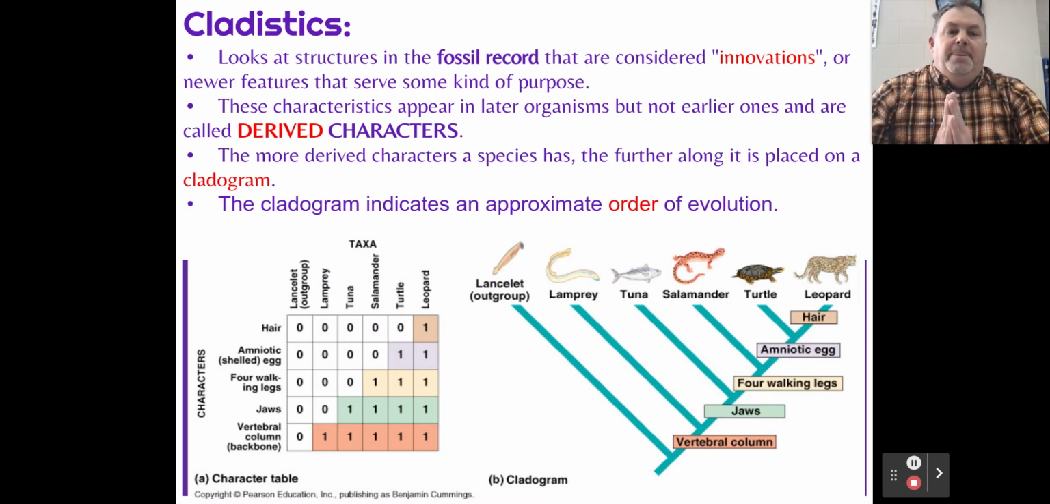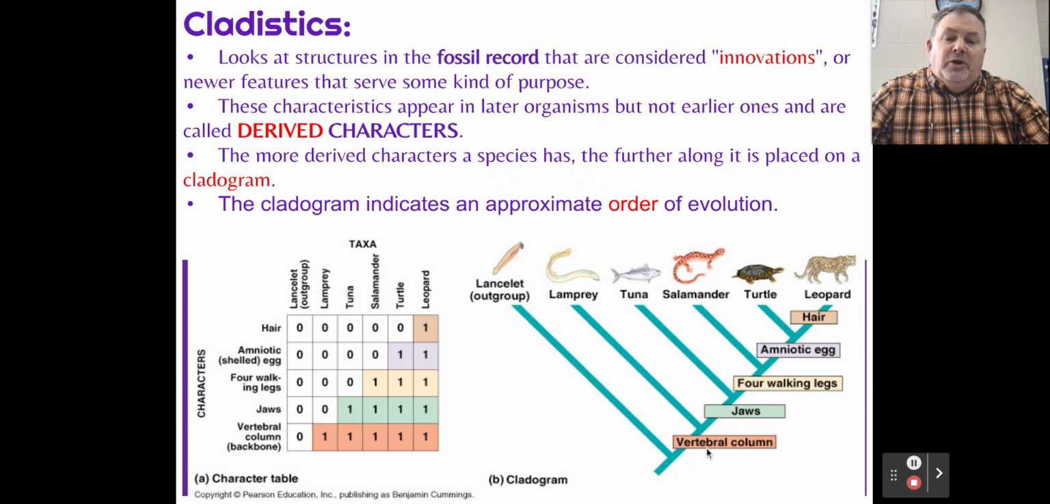One little side note here, in showing you some of the relationships, we look at cladistics as a way of doing that. And it's just a quick summary of showing some of these relationships with certain features. So, cladistics looks at the structures of the fossil record that are considered to be innovations, or newer features that serve some kind of purpose. These characteristics appear in later organisms, so like up here with the leopard, but not on earlier ones that are referred to as derived characters. And so the more derived characters a species has, the further along it has on a cladogram.